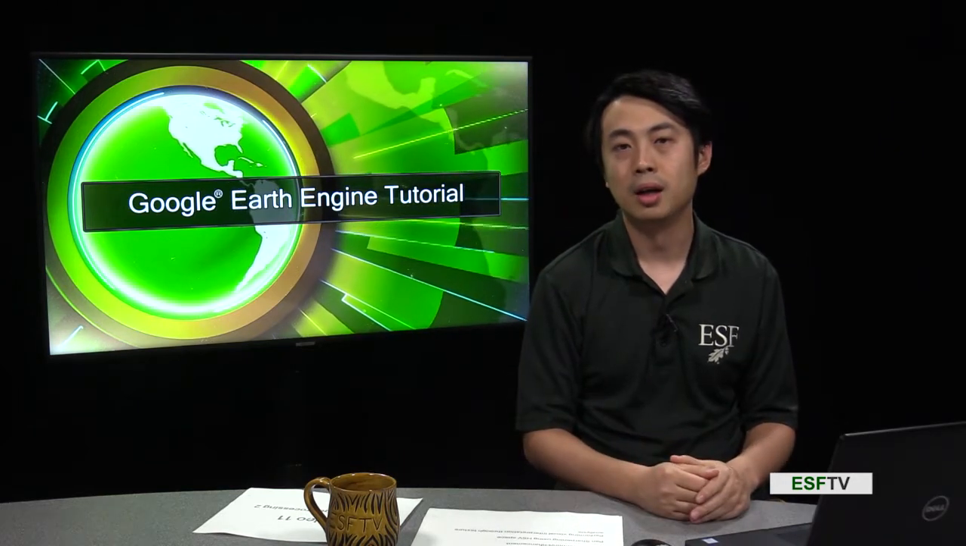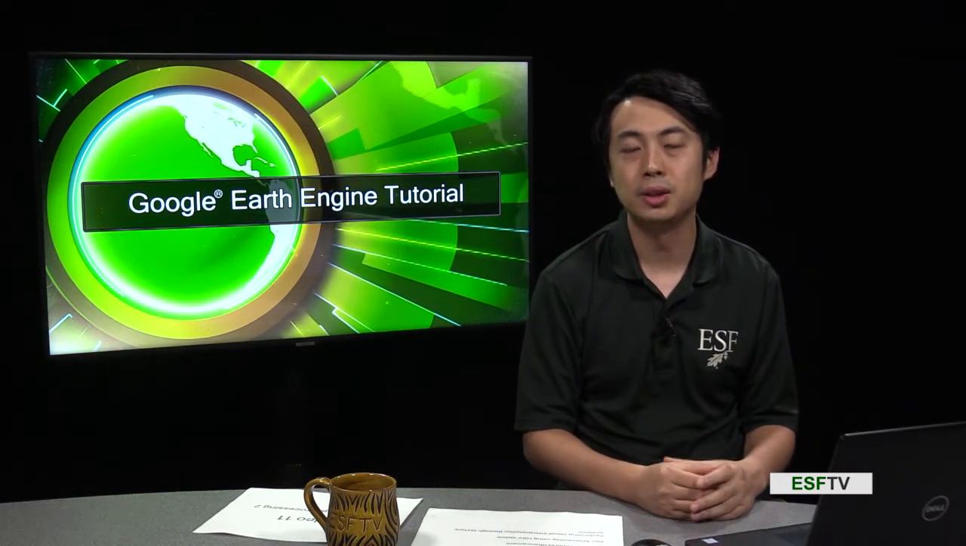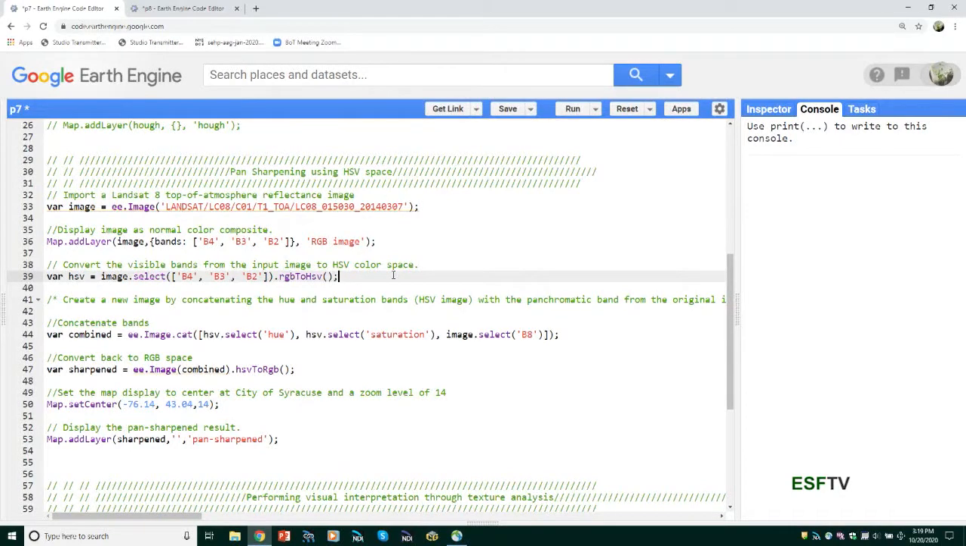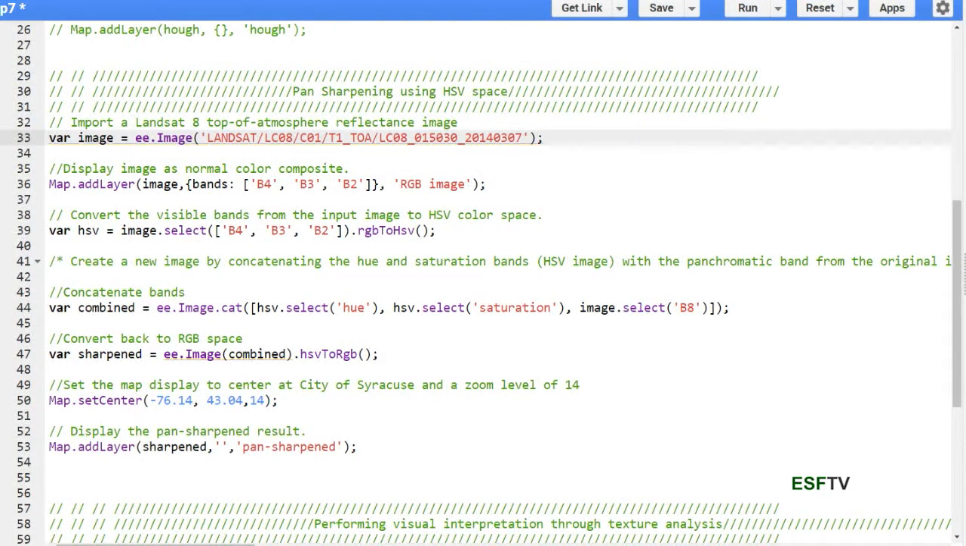But in general, pen sharpening is the methodology, or the term to describe transforming an image that has larger pixels into one with smaller pixels through some kind of transformation. So if we look at the example, we first start with importing the image on line 33, as we always do before working with an image. Then we display this image through the RGB color combination on line 36, as you can see there.